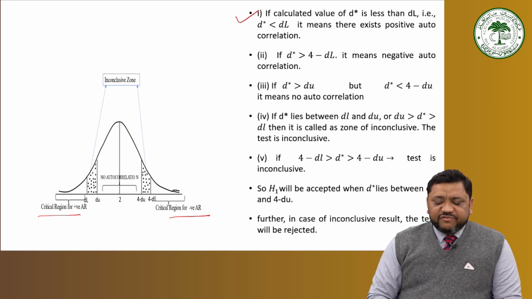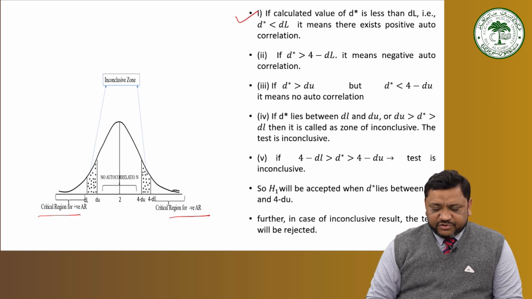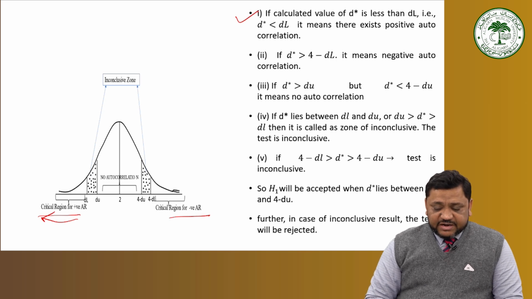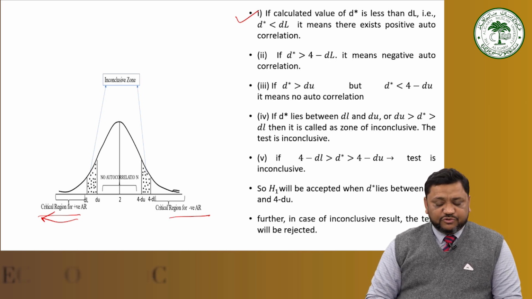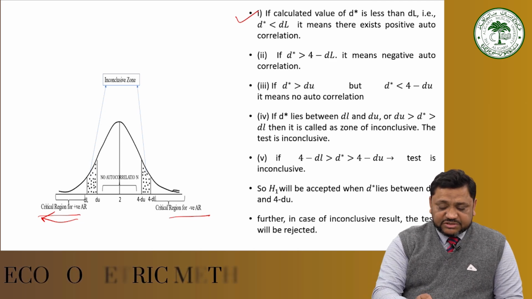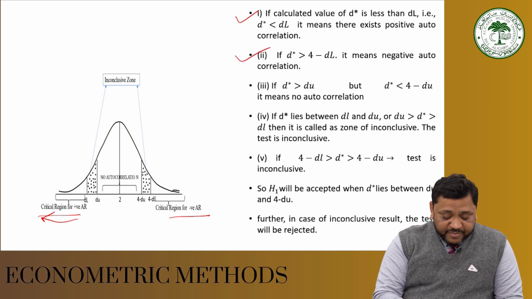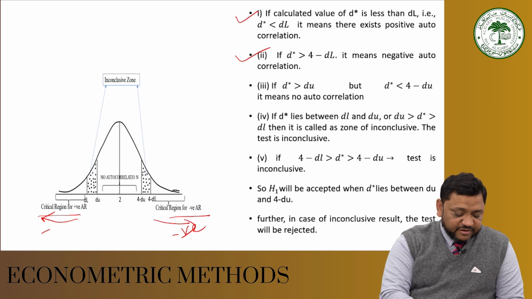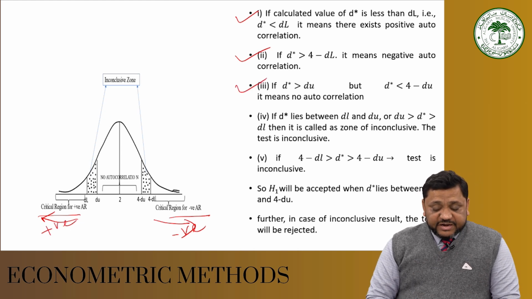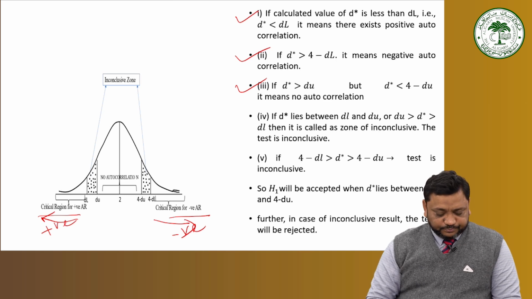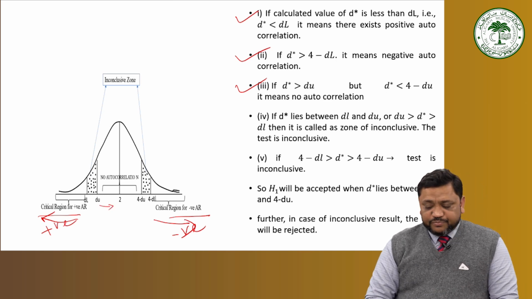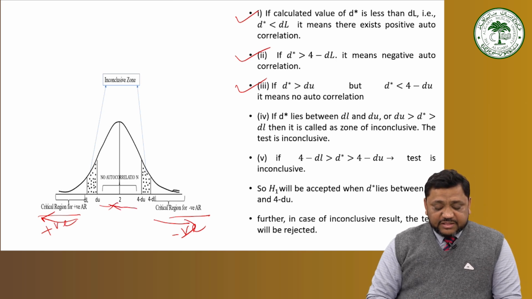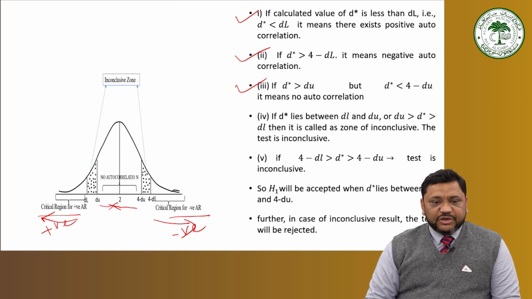So the first thing says, if the calculated value of d asterisk is less than dL, it means it exhibits positive autocorrelation. If d asterisk, the second one, is greater than 4 minus dL, it means it's a case of negative autocorrelation. Third, if d asterisk is greater than dU but less than 4 minus dU, meaning this region, then this is a case of no autocorrelation.